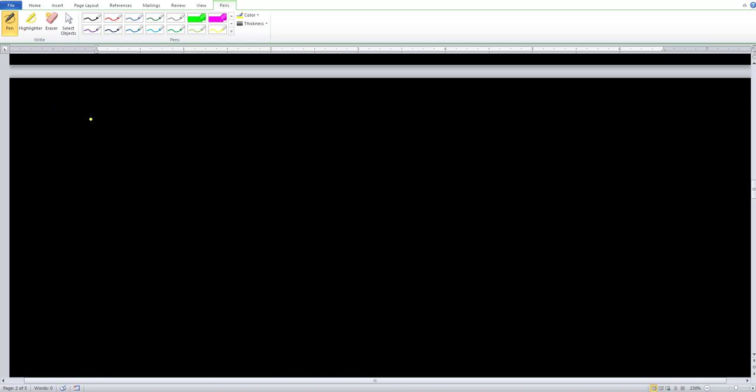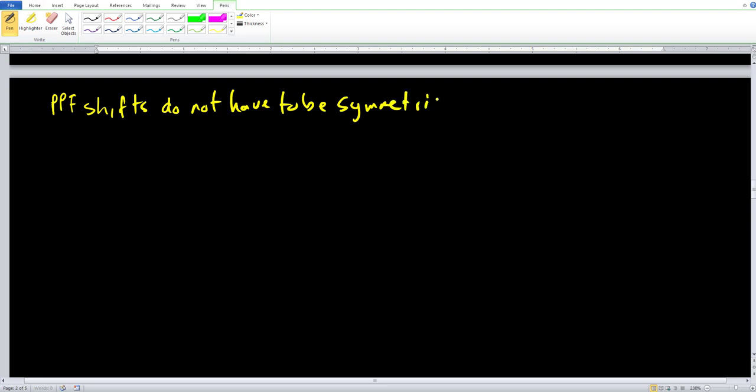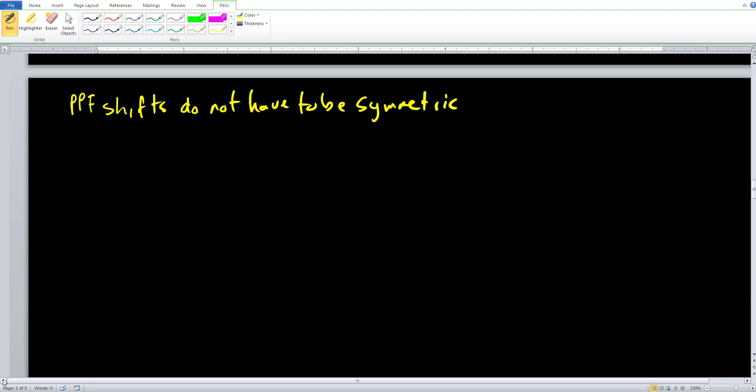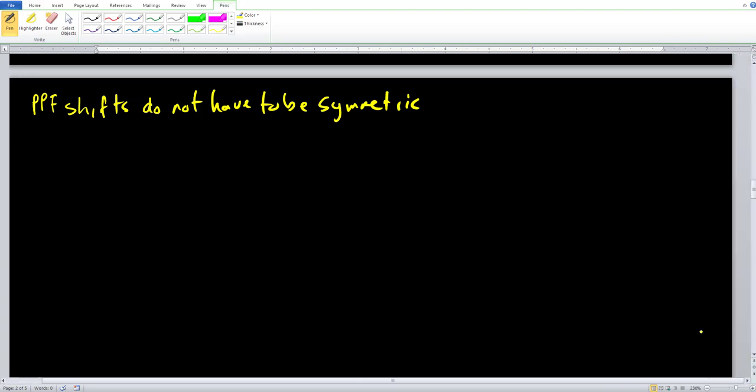So let's see what happens if the PPF shift is not symmetric. PPF shifts do not have to be symmetric. On the slide that you just saw, it was a very nice, neat, and symmetric graph. But in this instance, we don't necessarily have to have that. So let's build up our own PPF. So here we have our own PPF, and we're going to be drawing a lot of graphs in this particular class.